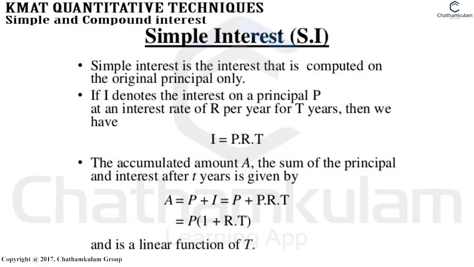Simple interest is the interest that is computed on the original principal only. If I denotes the interest on a principal P at an interest rate of R per year for T years, then we have I is equal to PRT. The accumulated amount A, the sum of the principal and the interest after T years, is given by A is equal to P plus I, that is equal to P plus PRT. Taking P outside, P into (1 plus RT).